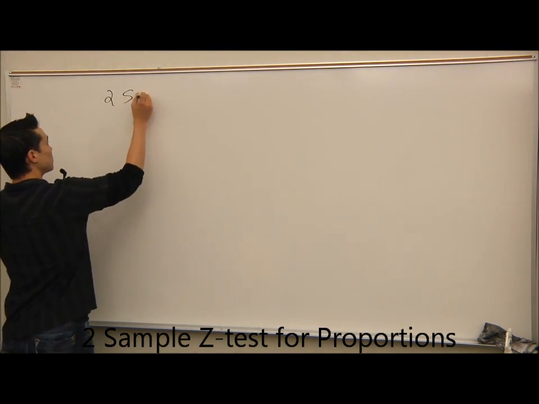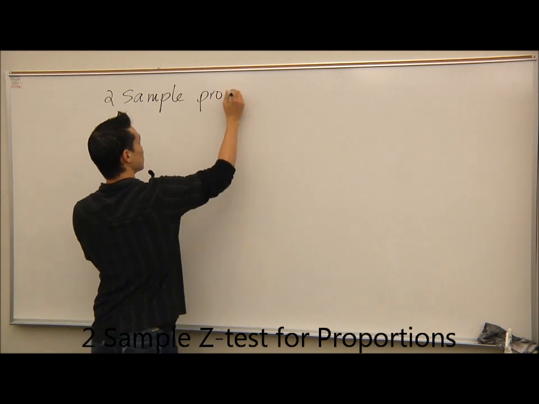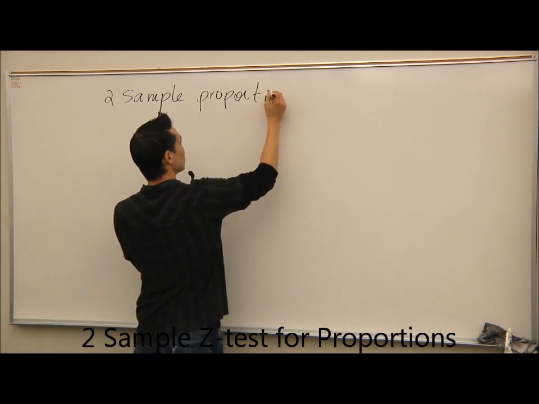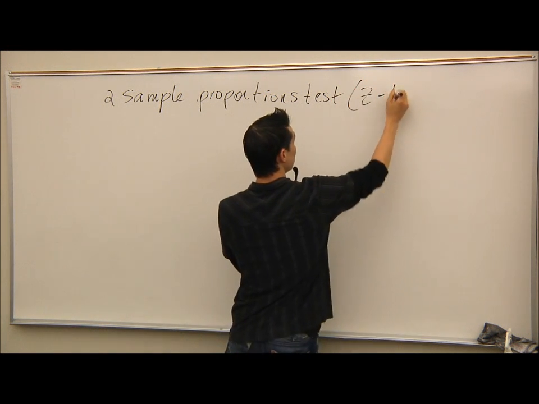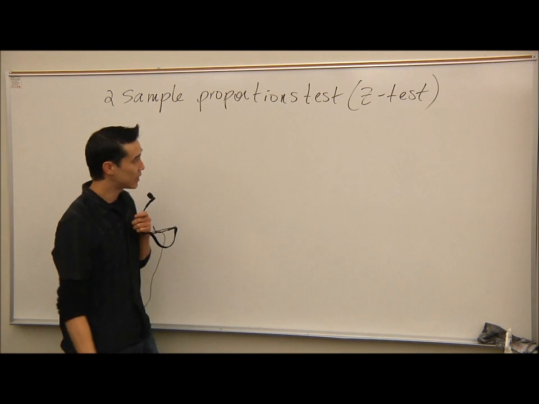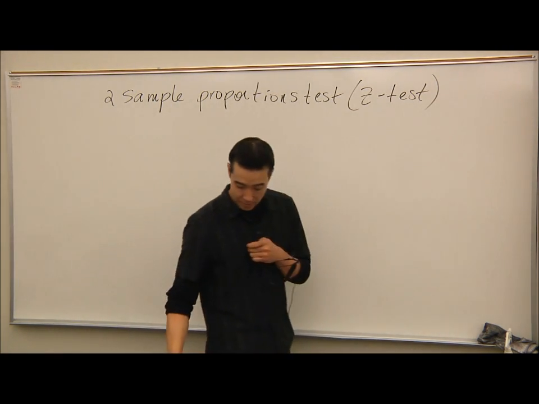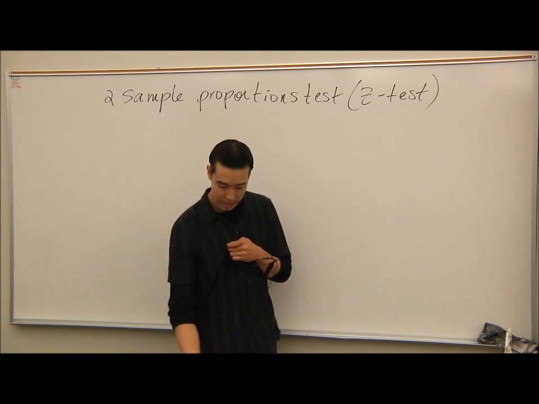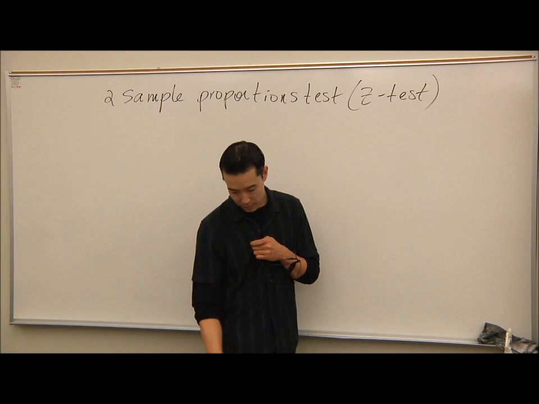Two sample proportions test. And it is a z-test, so that's great because it uses obviously the standard normal or z distribution. A couple of things. In doing this test, we need to look at a couple of new things that I have to define for you.